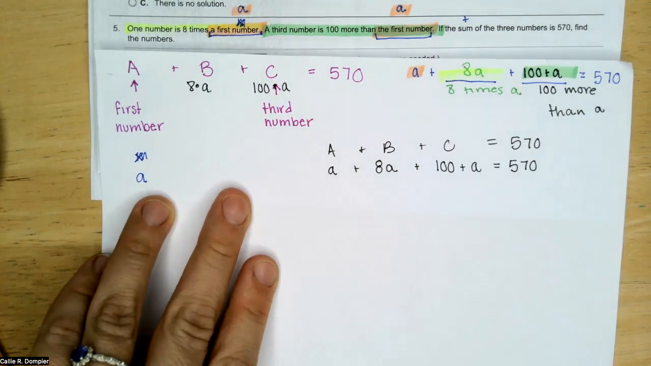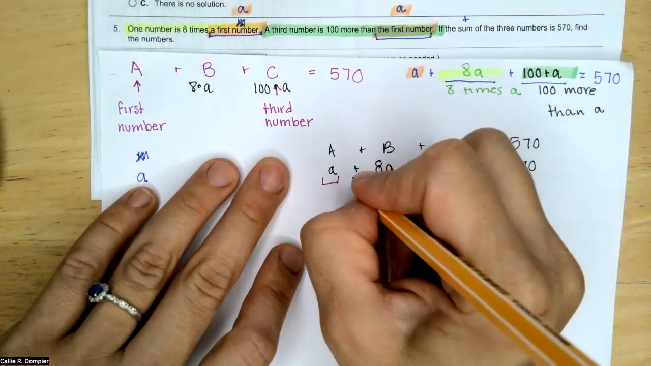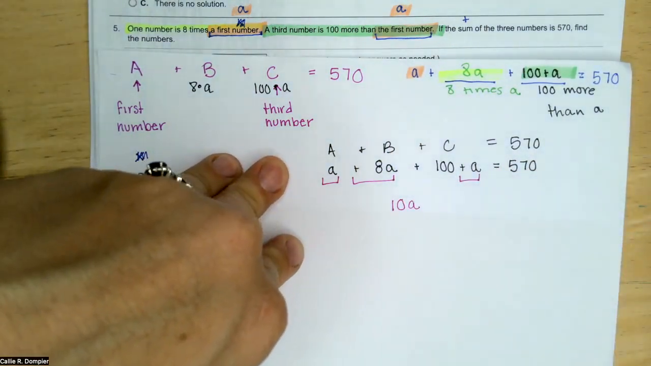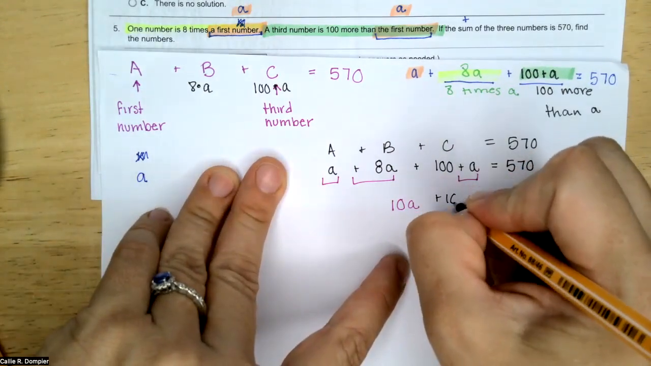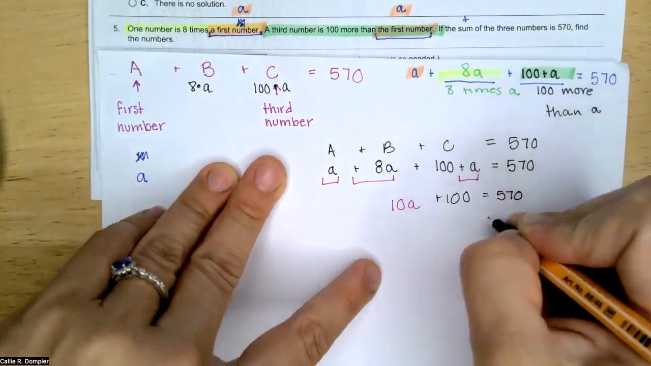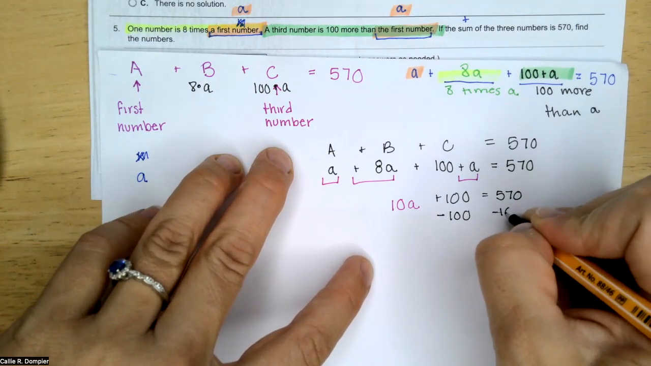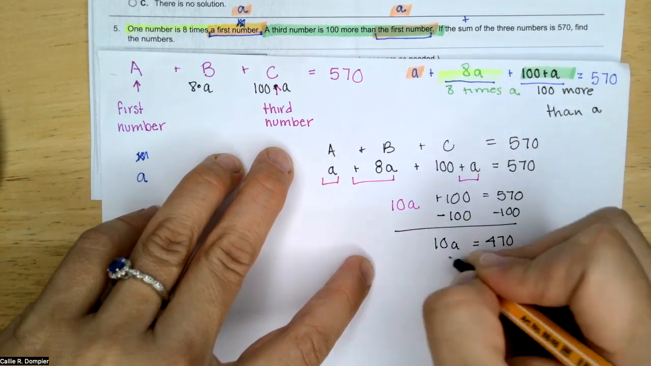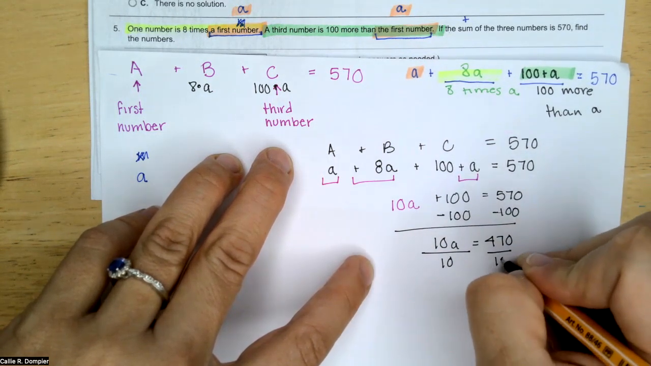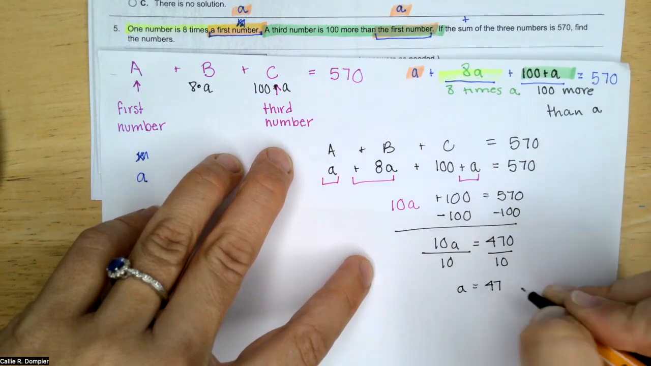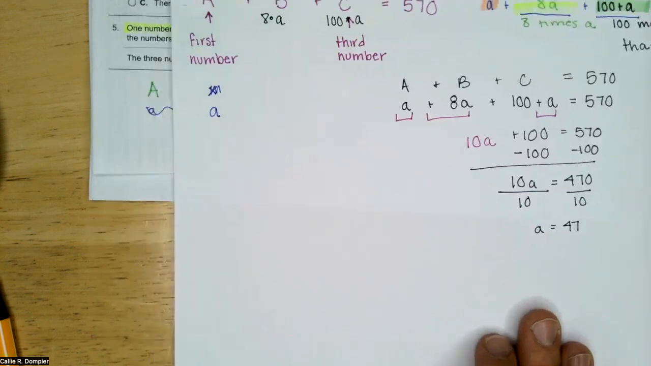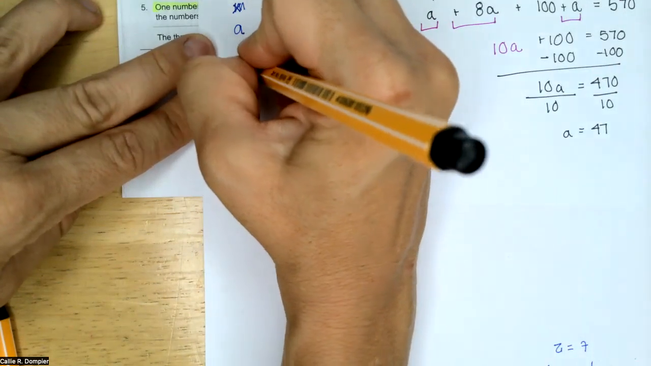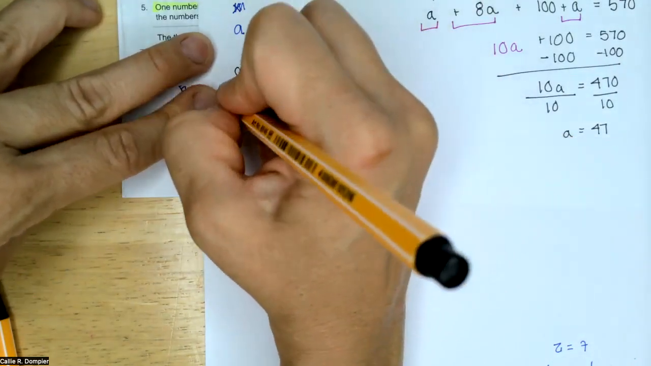Now we just combine like terms, okay? So we have A, positive 8A, and another A. So that becomes 10A plus the original 100 equals 570. Subtract 100. 10A equals 470. Good. Divide by 10, divide by 10, and we get A is 47. We're not done because it wants all three numbers. The three numbers are, our first number is 47.